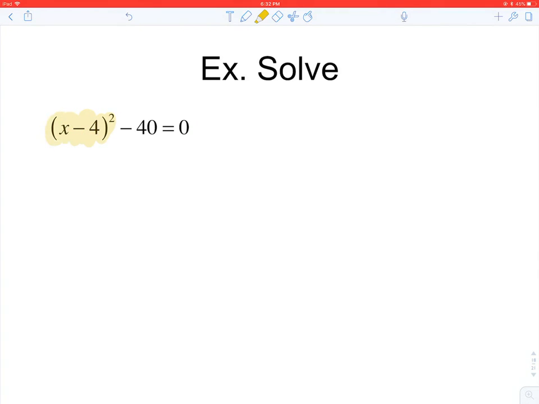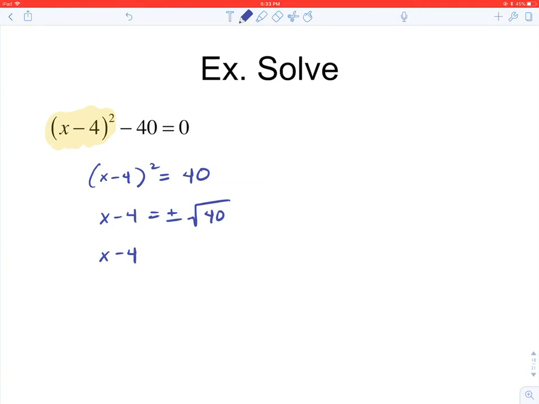Okay, we have an extra step here because we want to get the perfect square isolated here. So we're going to add 40 to each side so that we can then use square root method. And x minus 4 equals plus or minus the square root of 40.